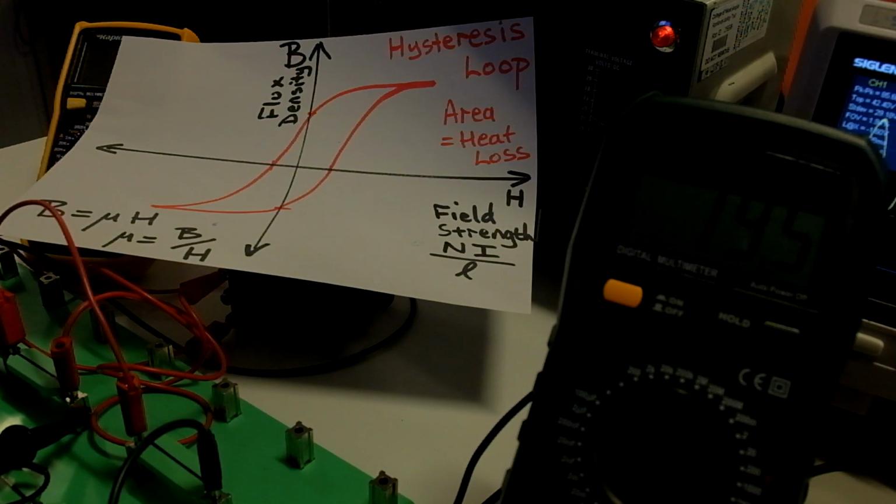In a further video, in part 2 of this video, I am going to calculate the inductance value of the coil from its physical parameters, from its number of turns, which is 625, its cross-sectional area and its length.